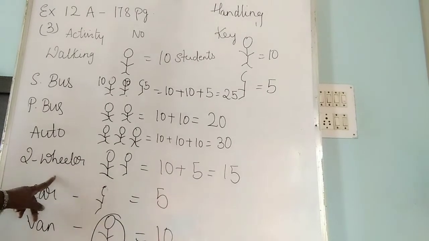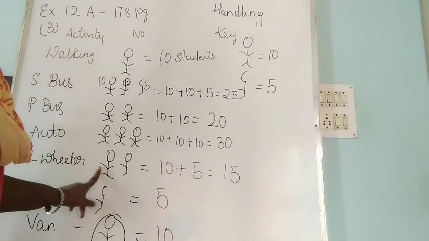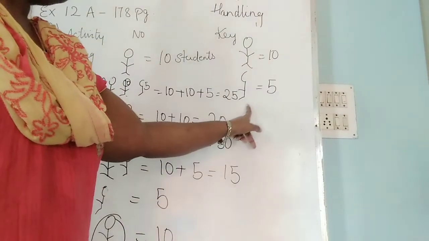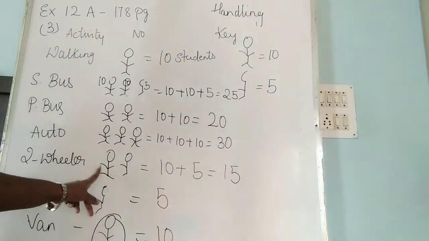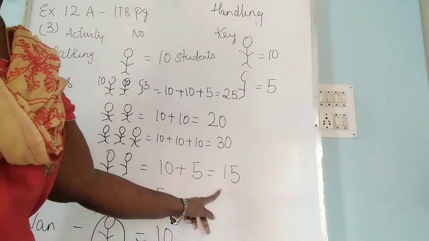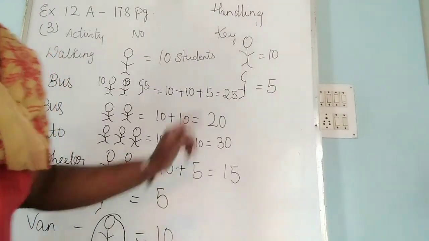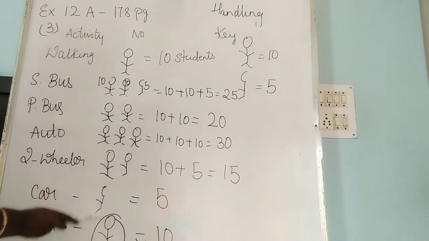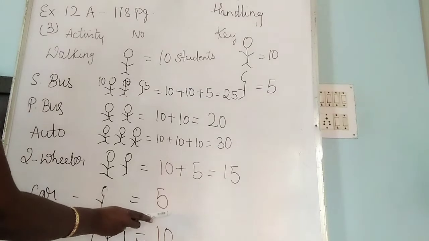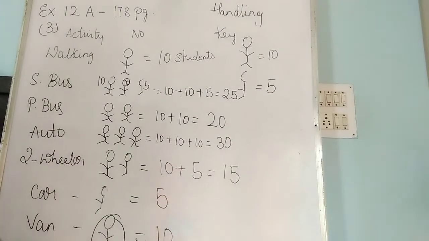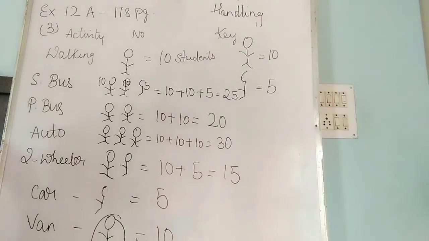Next comes the two-wheeler. Two-wheeler, 1 complete doll, 1 half doll. 1 complete doll is 10, 1 half doll is 5. So 10 plus 5 is equal to 15. And next, the car. Car, you have only a half doll. Half a doll represents 5. And next comes the van. Van is 1 complete doll. It represents 10. So these are the answers.